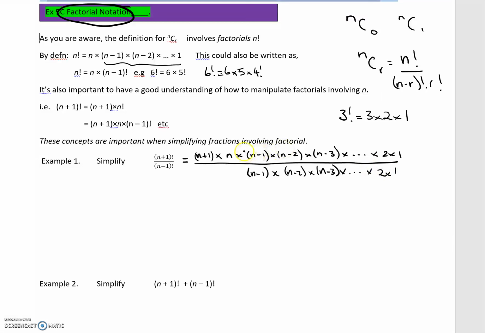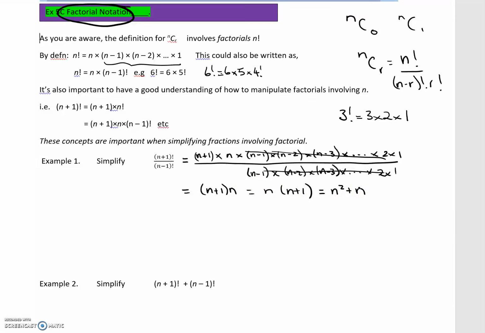Now you can see we've set this up such that our numerator and denominator now contain terms separated by multiplication signs, which means that we can fully cancel all of this and fully cancel all of that, and we're simply left with n plus 1 times n, which you're probably going to write as n times n plus 1. It wouldn't be incorrect to write it as n squared plus n. Any one of those three is going to be fine.